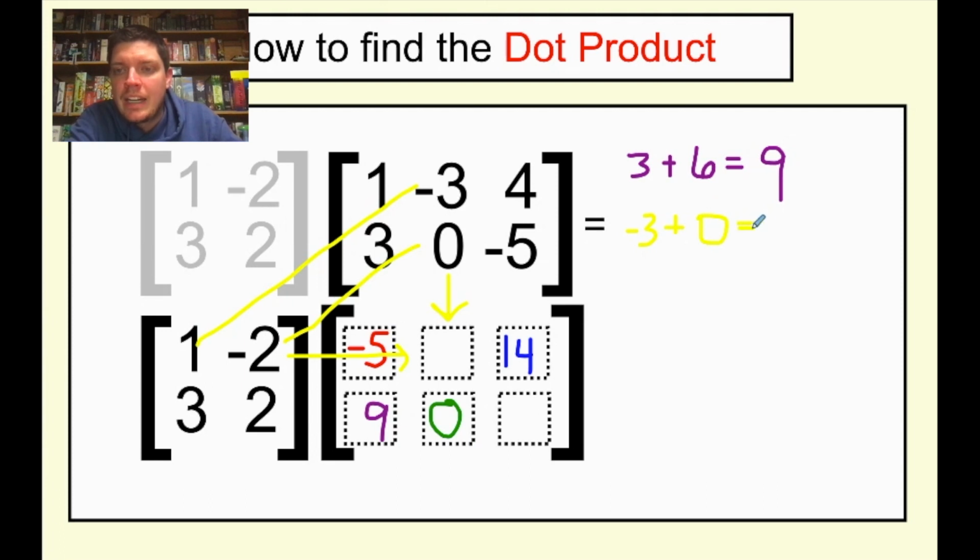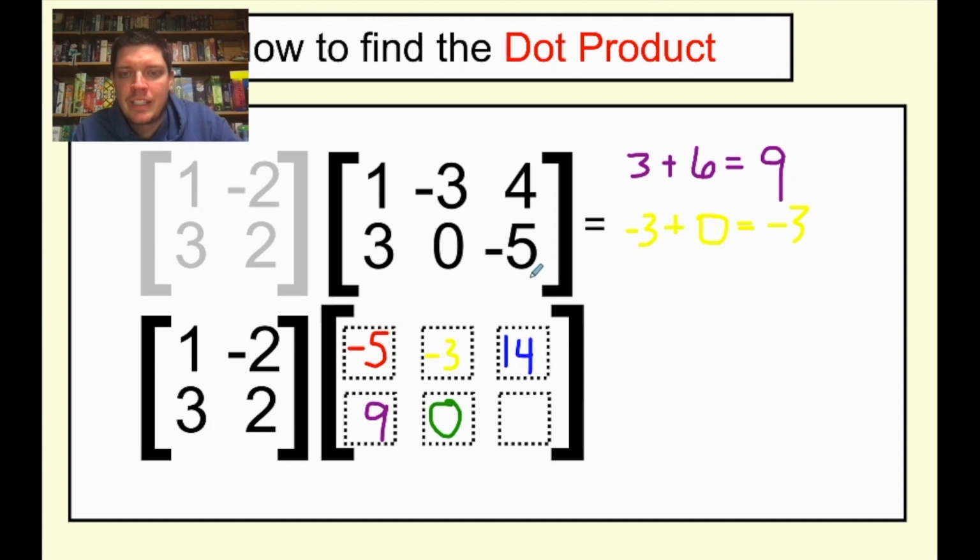-3 plus 0 is -3. So even though it's hard to see, I will pick a better color next time. That's our answer there. Okay, last one. Let me go ahead and find a reasonable color here. Let's go orange, probably. Yeah, orange.